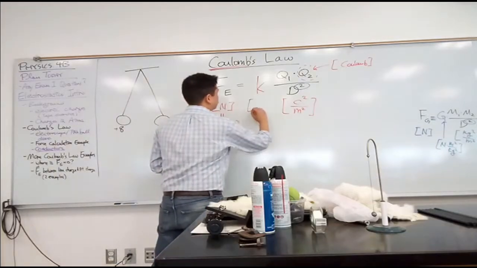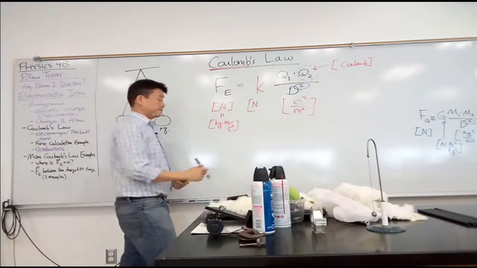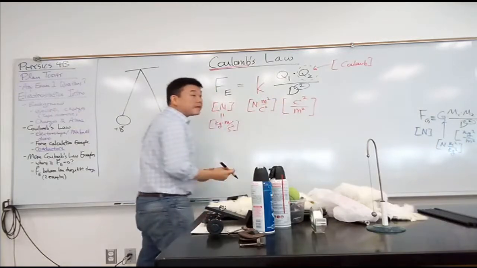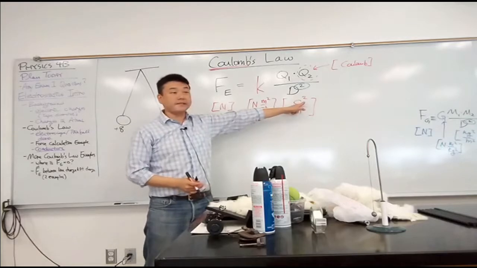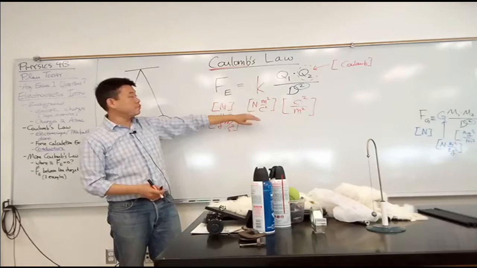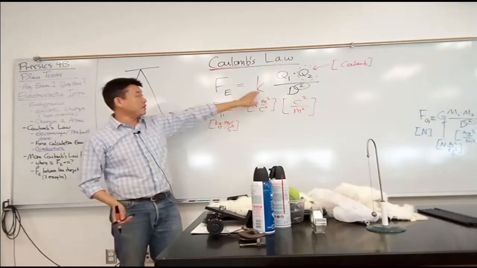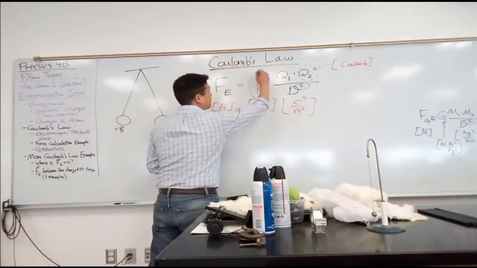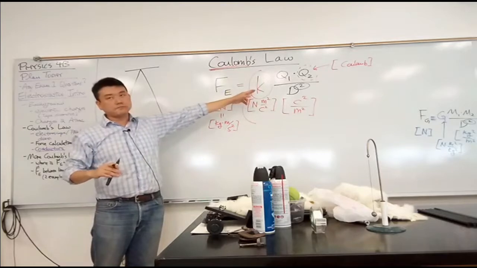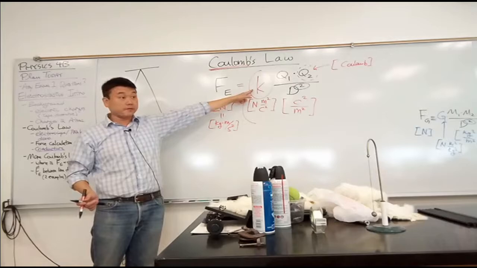Yeah, I need the newtons. Anything else? Yeah, meter squared per coulomb squared. So this is how we get rid of this unneeded or unwanted unit of coulombs. But we do it not arbitrarily, but by including it into this physical constant. People have done experiments to find the value of this constant experimentally.